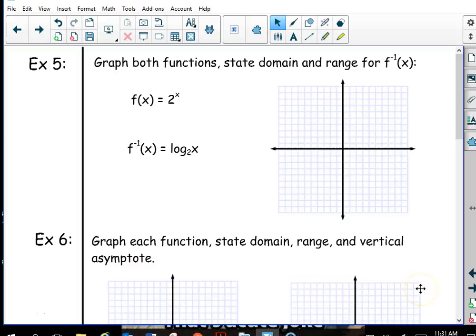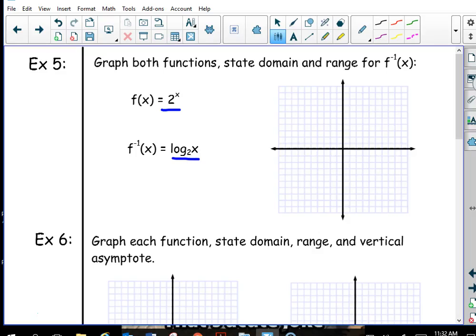Okay, now we're in the graphing part of this lesson. What I wanted to do was start by graphing an exponential function and then take a look at its inverse, the same function with the same base as the log, and then talk a little bit about domain restrictions.